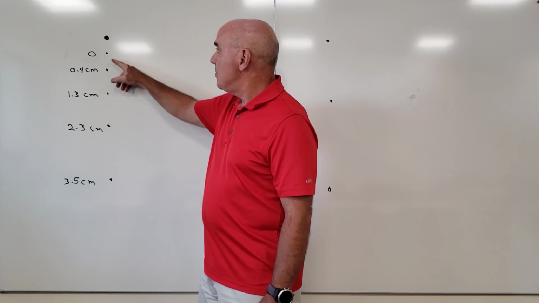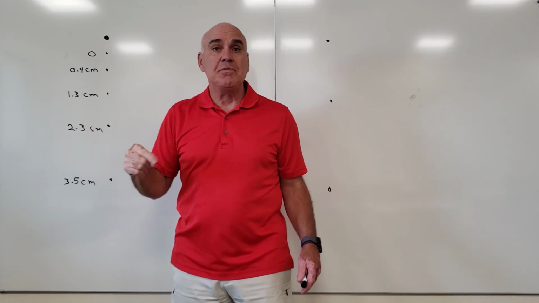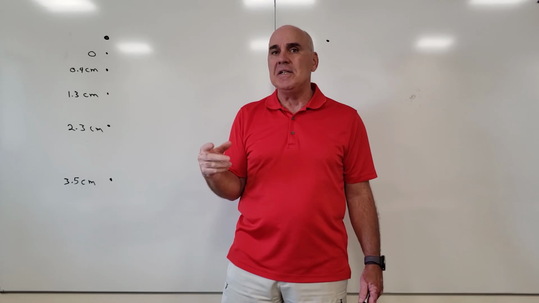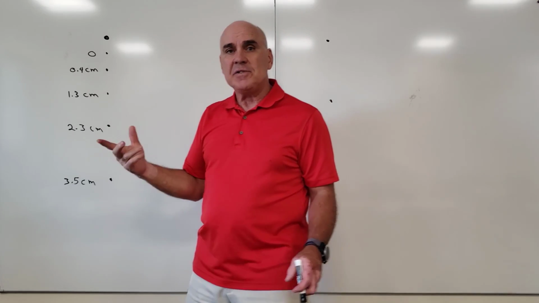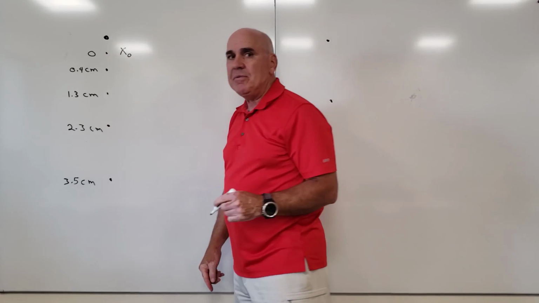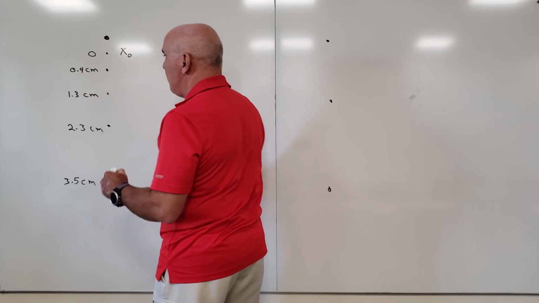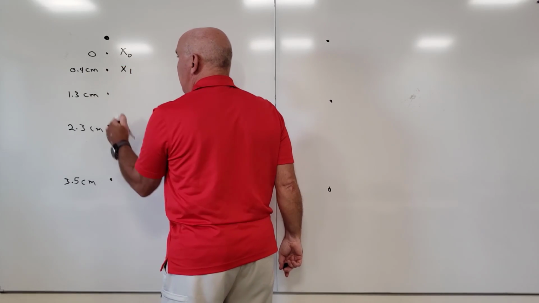So we went with this one. This was our 0 mark. My 0th dot. I don't want to call it the first dot. I'm going to call it the 0th dot because that's where 0 is at. And so when I subscript that, I subscript it with a 0. So that's x0. And then my first dot at 0.4 centimeters is going to be x1.